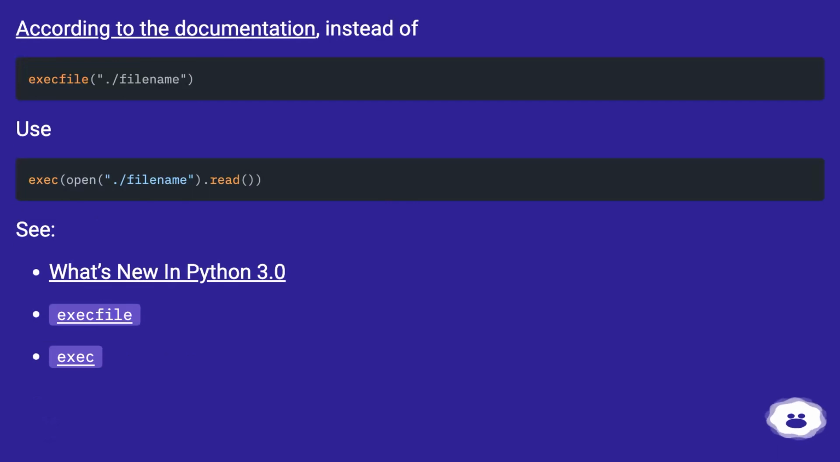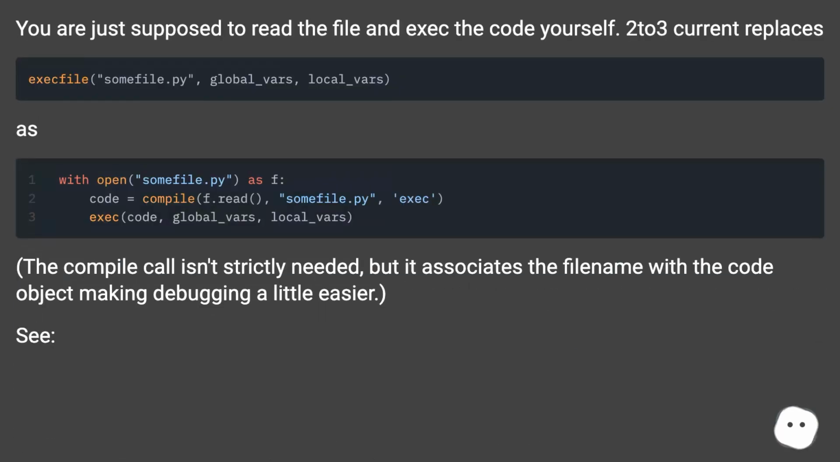According to the documentation, instead of execfile, use exec. What's new in Python 3.0? Execfile, exec. You are just supposed to read the file and exec the code yourself.